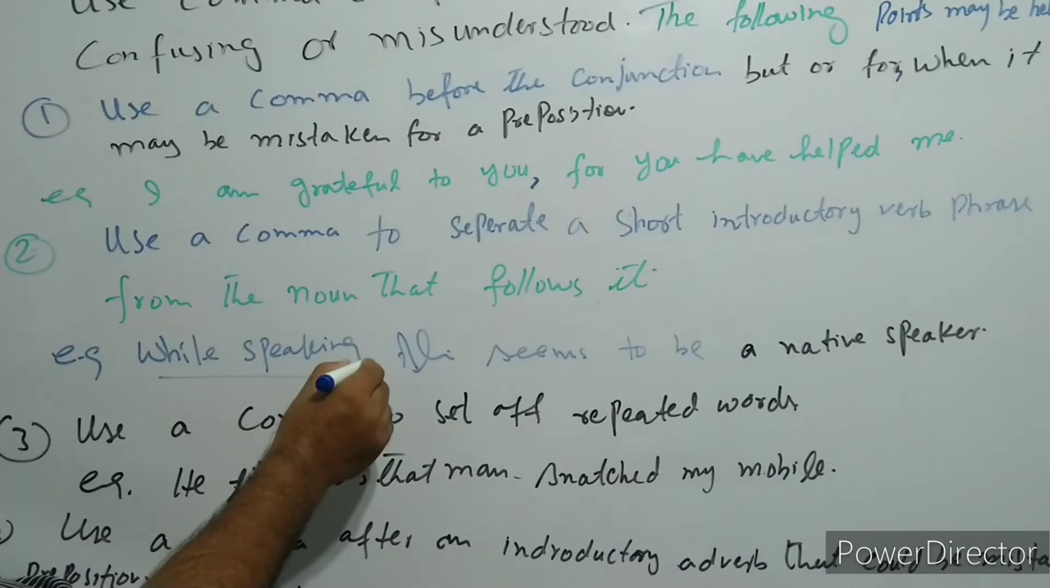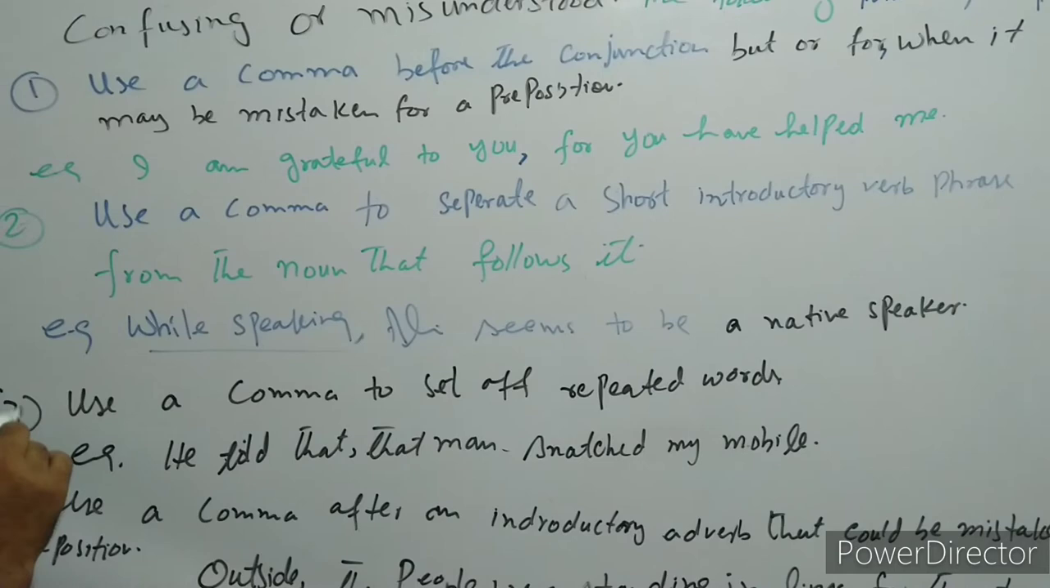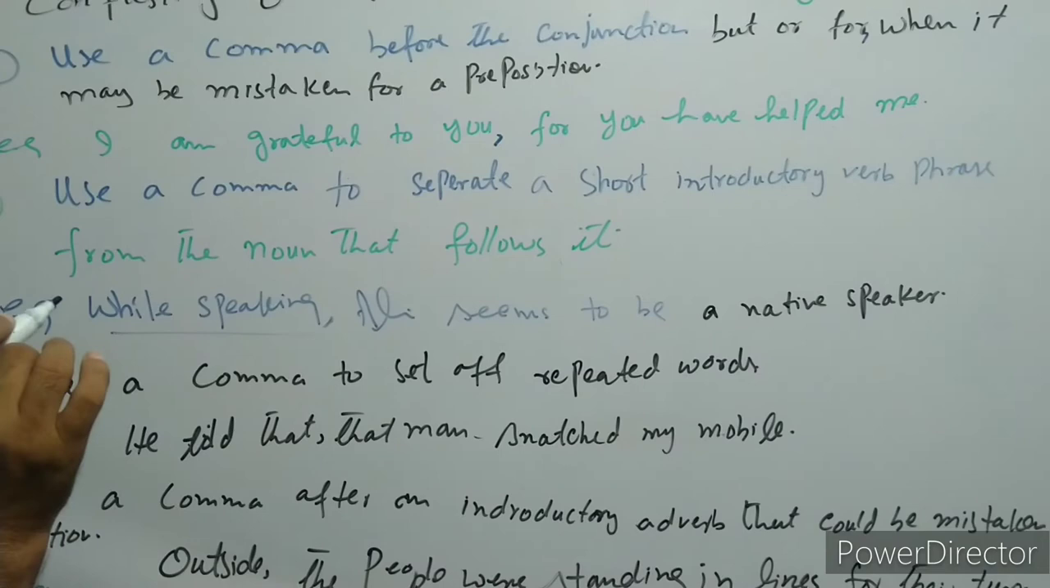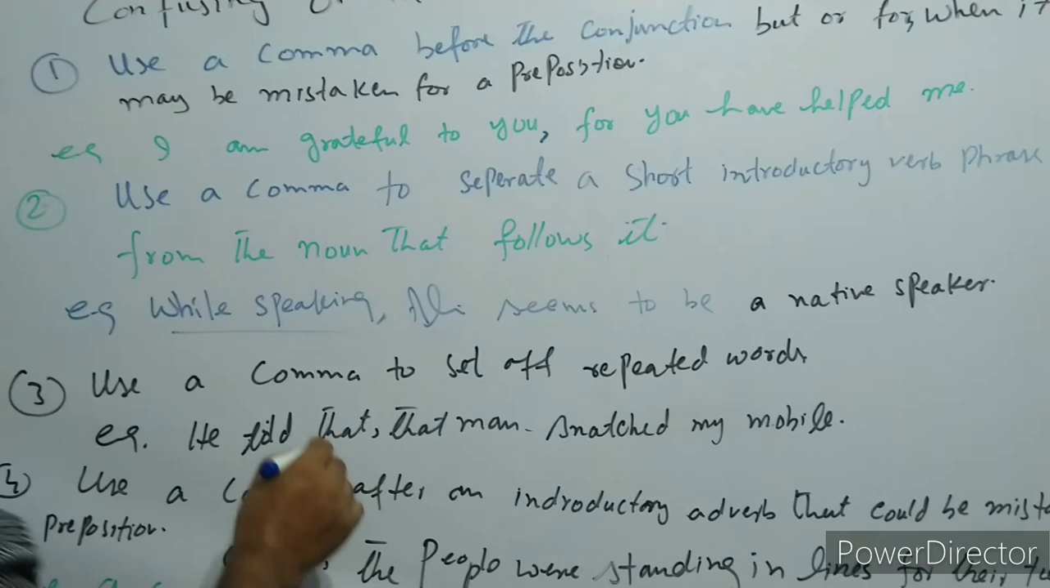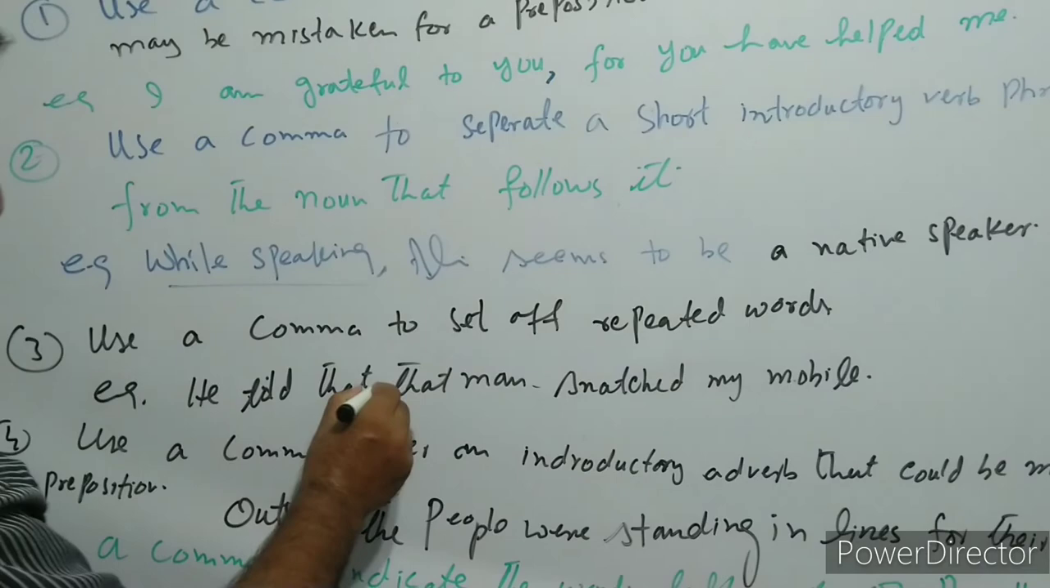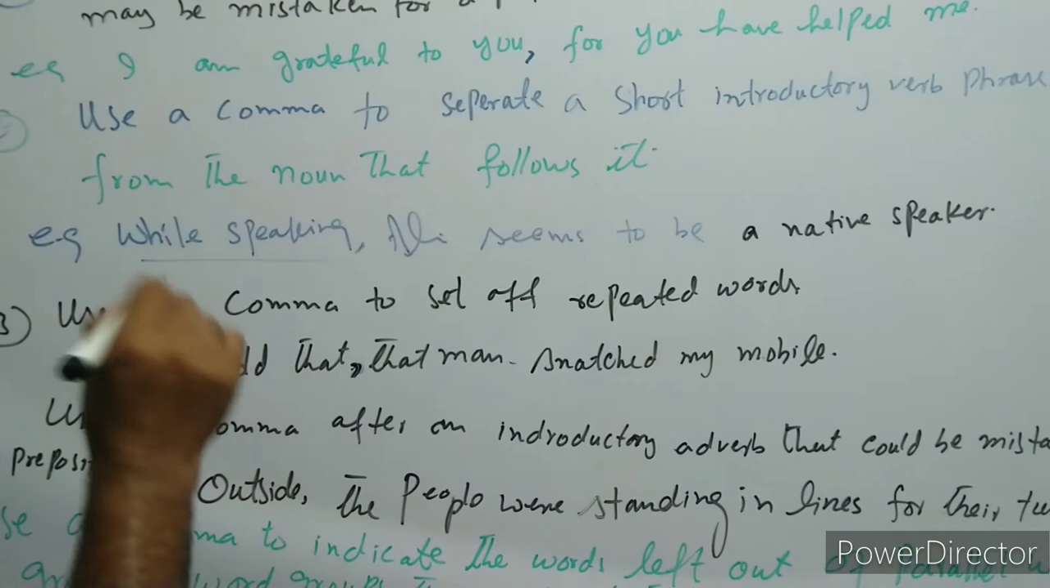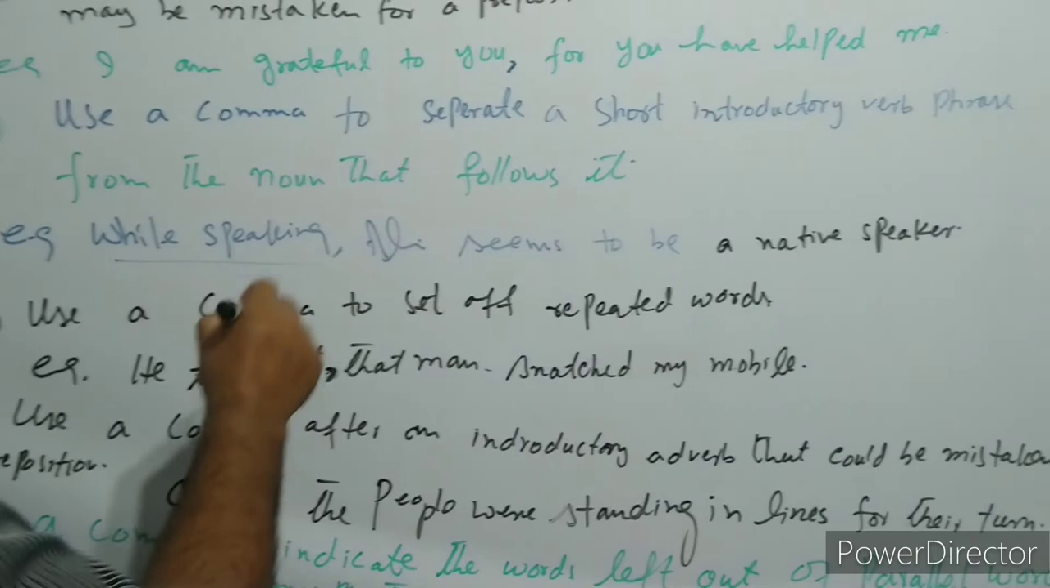Then another confusing structure to be simplified. Use a comma to set off repeated words. Example given: He told me, me that means snatch my mobile. So look here, a comma has been used because a repeated word is here. So whenever we have two consecutive repeated words, one should be set off with the help of what? With the help of a comma.